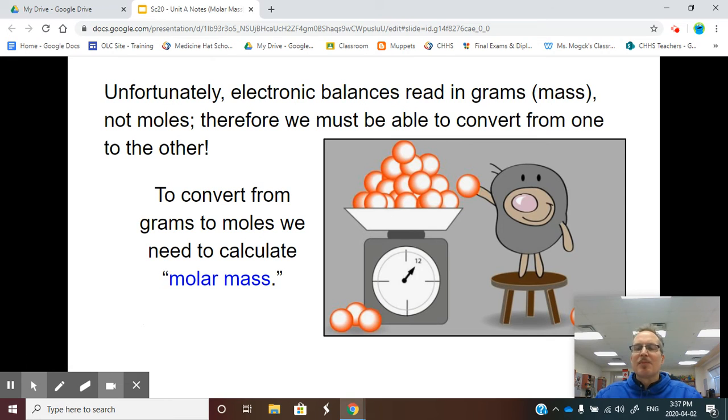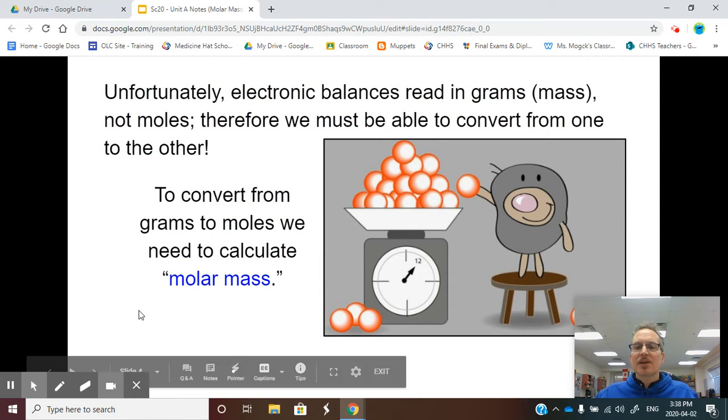Now, here's the problem with moles. We don't have a piece of equipment we can use to measure moles. Whereas in the lab I measure temperature with a thermometer, pressure with a barometer, and mass with an electronic balance, there is no piece of equipment to measure moles. Therefore, we measure the mass, and we have to be able to convert between mass and moles. That connecting point we use to convert is called molar mass.